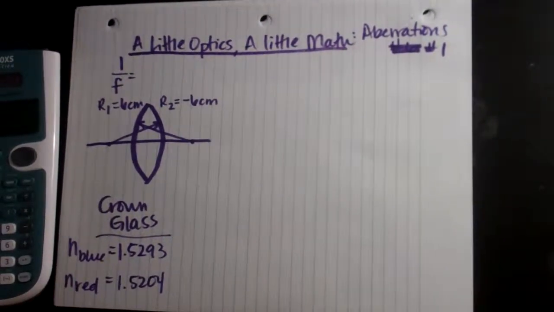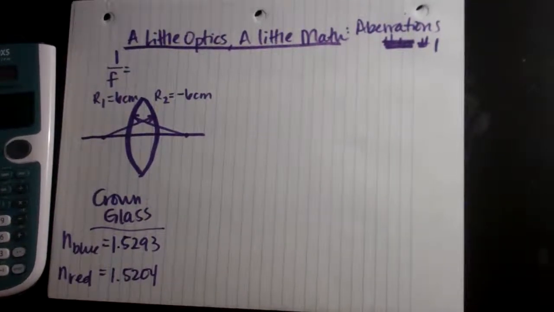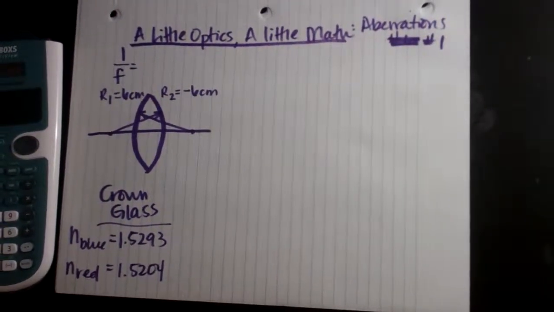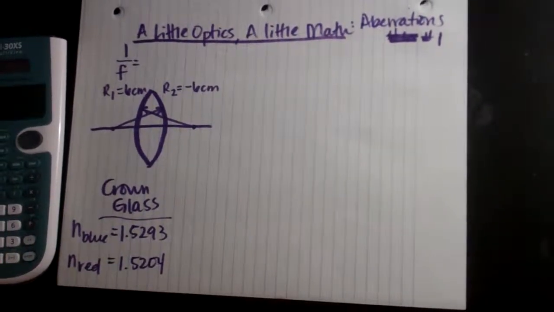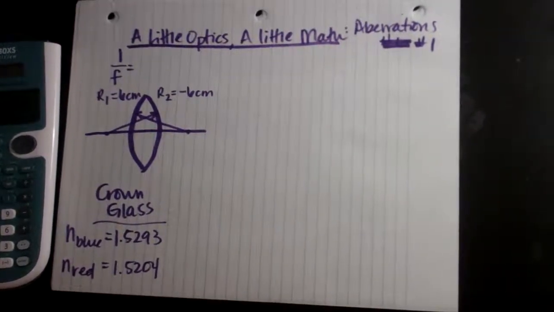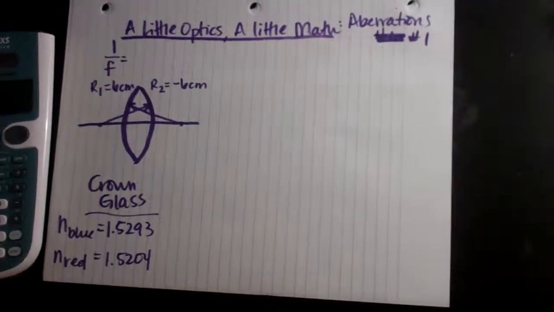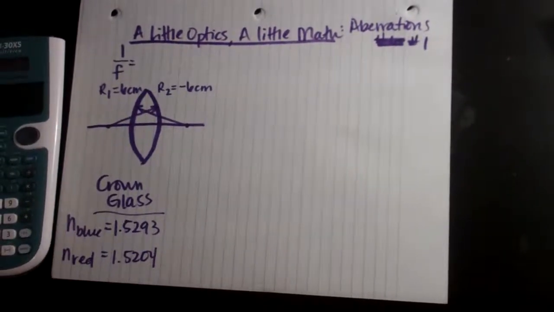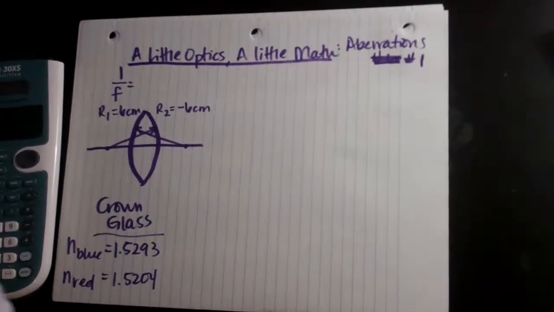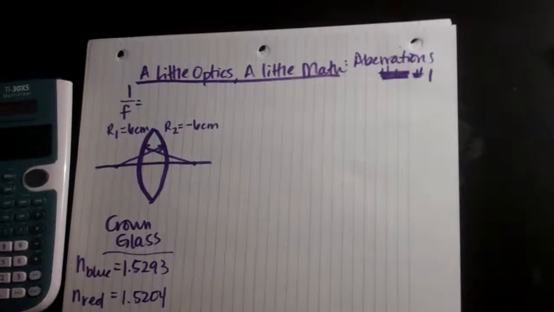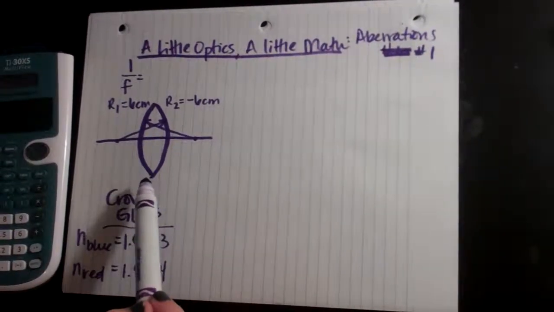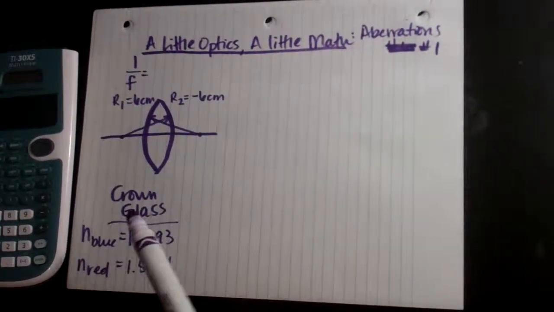Hey everyone, it's Nikki, and for my extra credit video, I'm going to be solving the Aberrations number 1 problem from tonight's homework, which was a little optics, a little math. So the problem wants us to find the magnitude of separation between the focal length for blue light and the focal length for red light on this double convex lens that's going to be made out of crown glass.